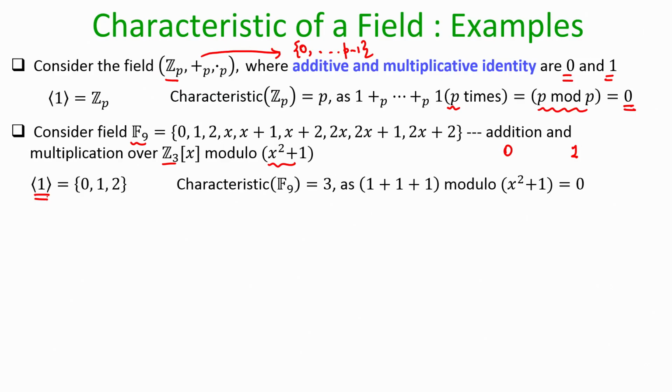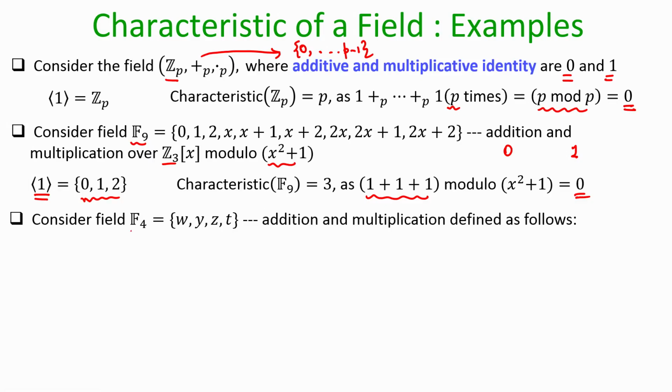Now, if I want to find out the characteristic of the field F9, basically I have to find out the size of the cyclic subgroup generated by the element 1, and it is easy to see that the subgroup generated by the element 1 will be the constant polynomials 0, polynomial 1 and polynomial 2. So, there are 3 elements, that is why the characteristic will be 3, and indeed if you add 1 to itself thrice, you will get 3. Now, if you reduce 3 modulo 3, you will get 0, and now if you do 0 modulo x squared plus 1, you will get the element 0. So, that is why the characteristic of this field is 3.